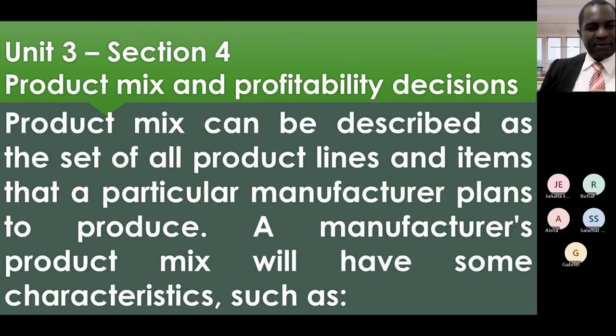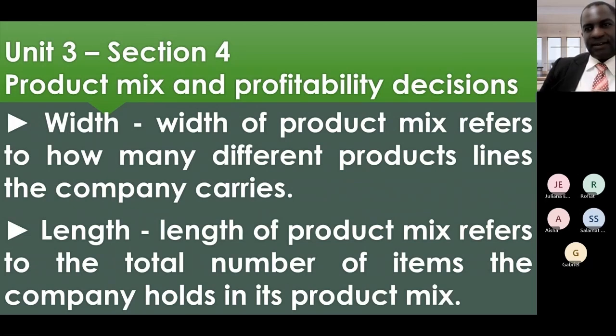Okay, so we are back now. Number 1, width. Width talks about product mix and how many different product lines the company carries. Most of us got that answer. We understand that there are different product lines. For example, Hollandia yogurt, then Hollandia rich tea or Hollandia juice are different product lines. But Hollandia yogurt in strawberry and vanilla is the same yogurt with different flavors, so that's the length: the number of items the company holds in that same product mix.